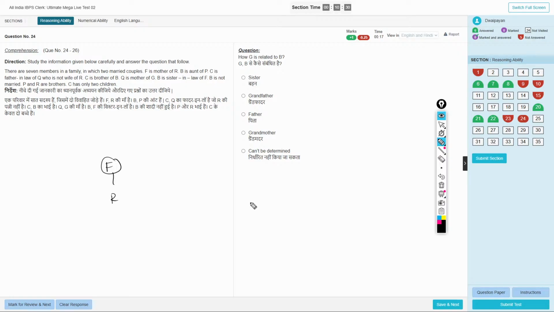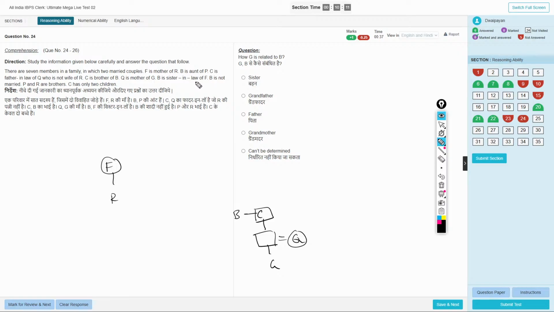D is aunt of P. C is father-in-law of Q, who is not the wife of R. Okay, C is brother of B. Q is mother of G.